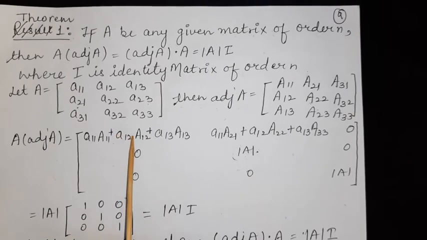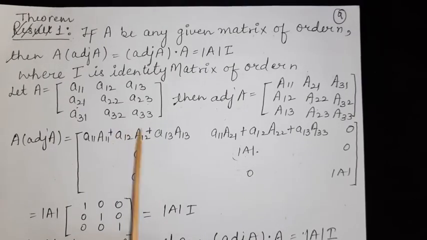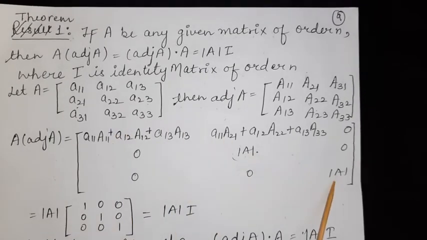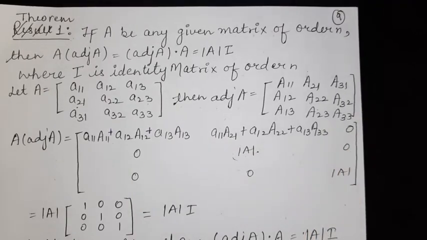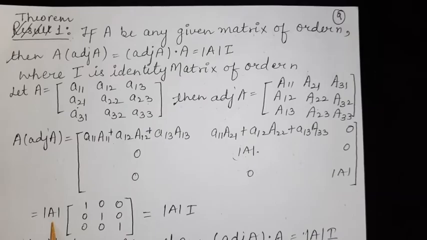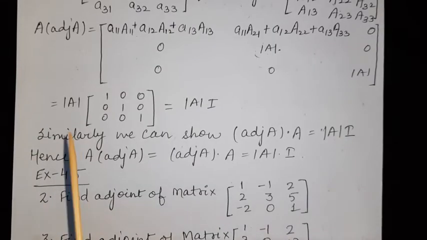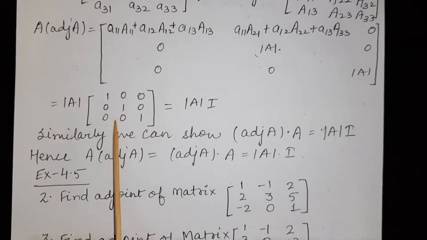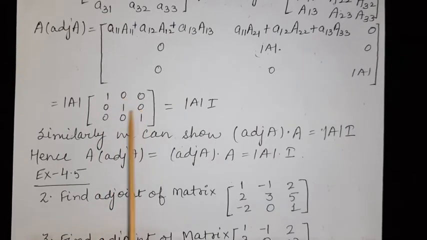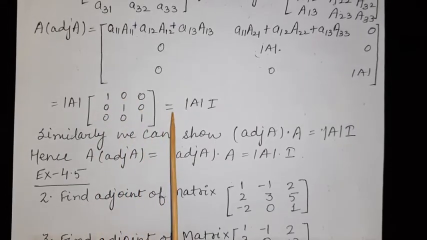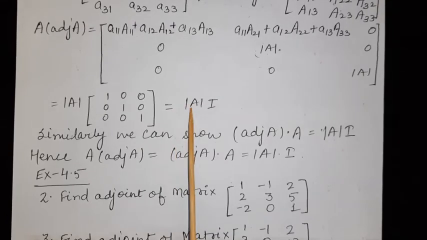So if you have diagonal elements as determinant of A, determinant of A and determinant of A, and the rest are all 0, then you can take determinant of A common, and you will be left with an identity matrix which is 1 0 0, 0 1 0 and 0 0 1, which is nothing but determinant of A into I.